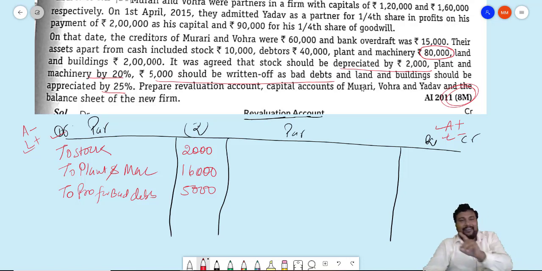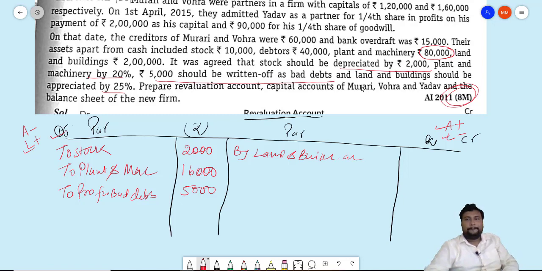Meaning to say, one transaction covers all the loss. Land and building should be appreciated by 25%. The 25% of 2 lakh will be how much? 50,000. And assets increase, so it will be By Land and Building. Land and building, how much? 2 lakh 25%, 50,000. Any more? No. Prepare the revaluation account.